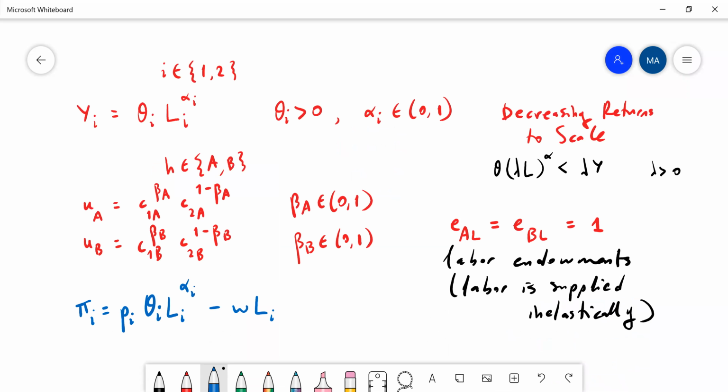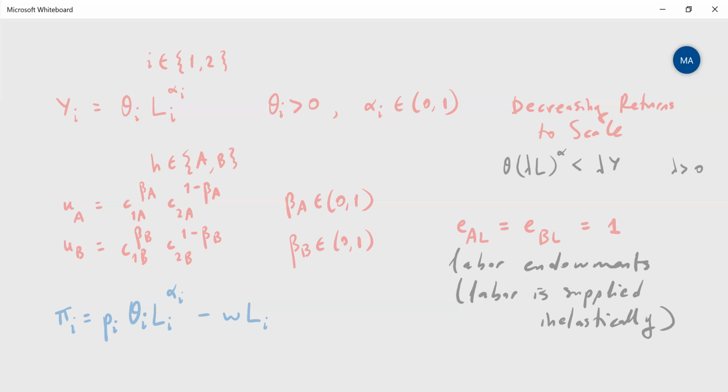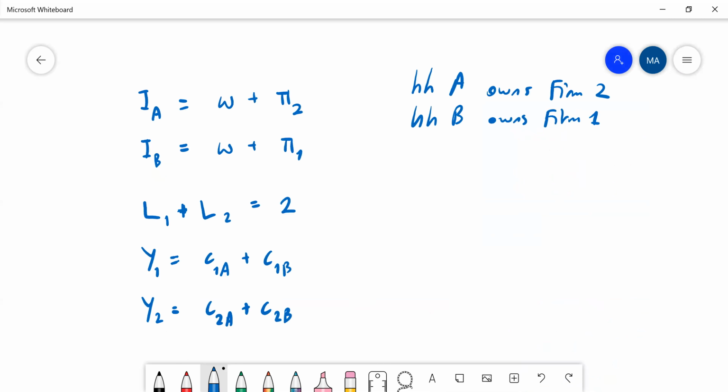So that's all. That's the model. Very simple. You have a simple Cobb-Douglas utility function. You have the simple firm problem. So firms will only maximize profit by choosing labor. You're going to find the labor from this exactly as in the toy model. But then you will be careful with the definition of income, because consumer A is the owner of firm 2, consumer B is the owner of firm 1, so their income also depends on these profits. And these are your market clearing conditions.